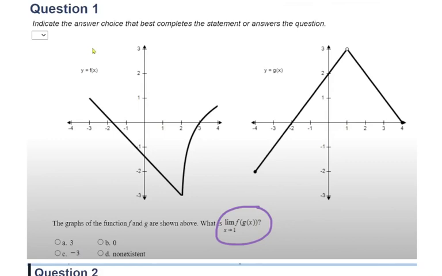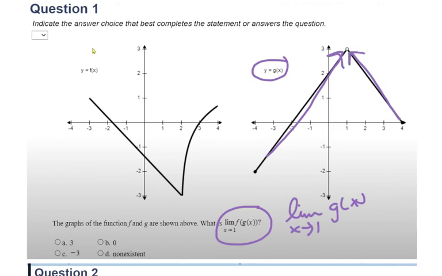All right, so now that you're back, let's see how you did. First thing we do is we take a look at what happens as we approach 1 from both directions on the function g. So here's g. I'm approaching 1 from both directions. I'm up at 3 and up at 3. So my limit is 3.